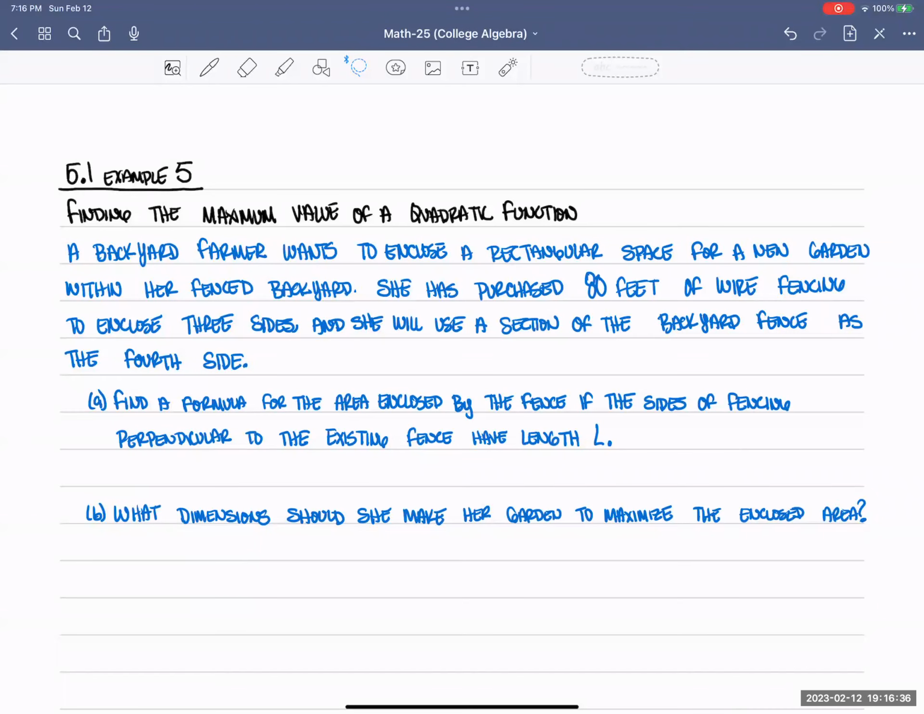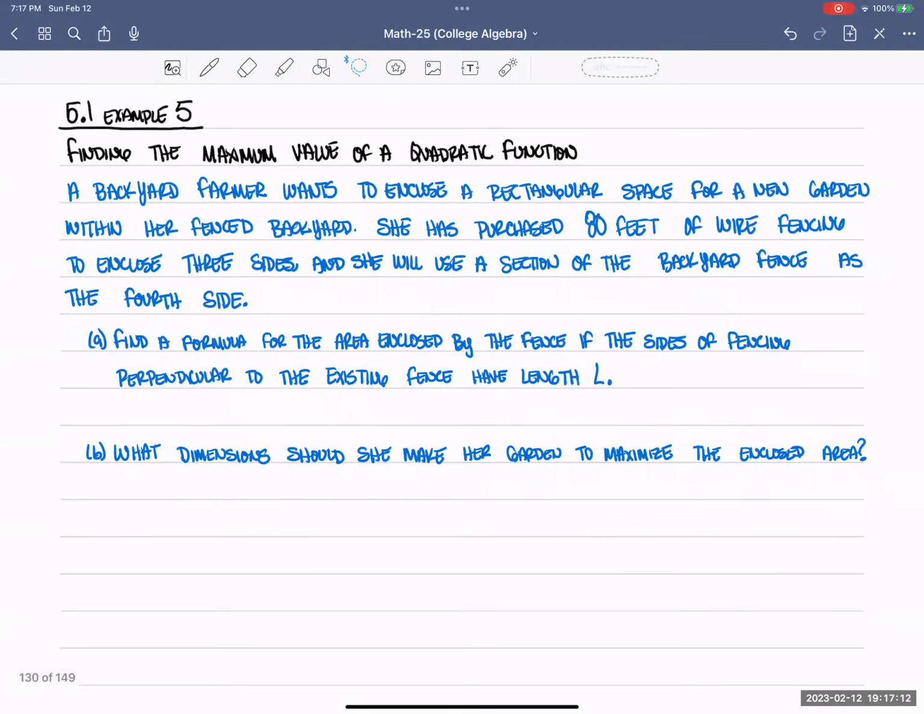Section 5.1, example 5, finding the maximum value of a quadratic function. A backyard farmer wants to enclose a rectangular space for a new garden with her fenced backyard. She has purchased 80 feet of wire fencing to enclose 3 sides, and she will use a section of the backyard as the 4th side. Find the formula for the area enclosed by the fence if the sides of fencing perpendicular to the existing fence have length L.